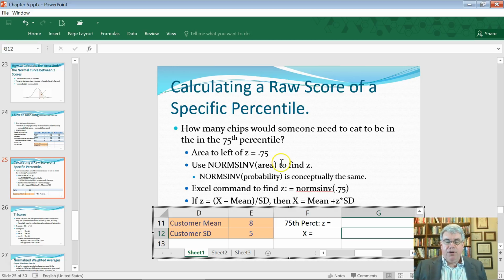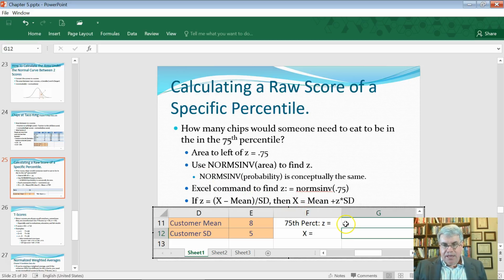To do that, we're going to use the Excel command NORM.S.INV. So normal standardized inverse to find a z, and that will give us a z that corresponds to the area. Now, we could say that's also the probability of getting a z-score that's less than that value if we were to randomly choose one. And conceptually, it's the same.